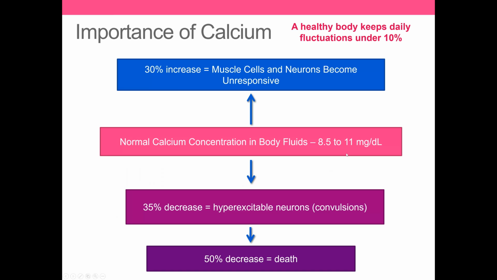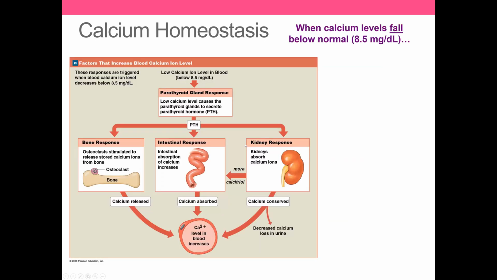So let's look at how your body maintains this homeostatic level of calcium. It does it with negative feedback. Remember, negative feedback means that we're going to act to reverse the change. Whatever the change was, we're going to do something to cause the opposite. Let's look at the first example. When calcium levels fall below normal, so if they go lower than 8.5 milligrams per deciliter, they've decreased, so now we want to increase them.